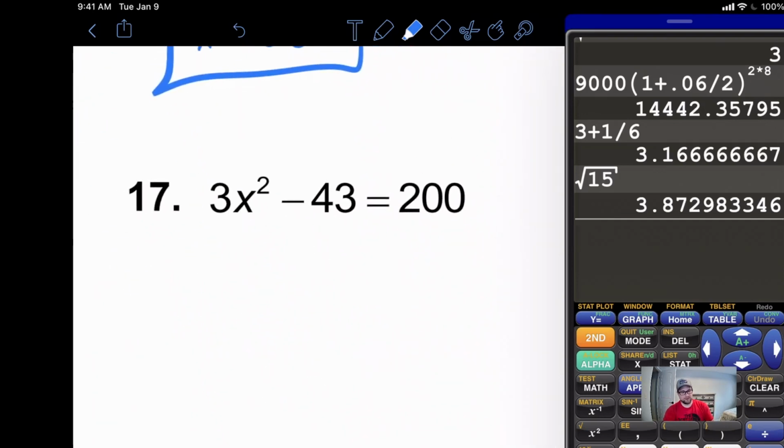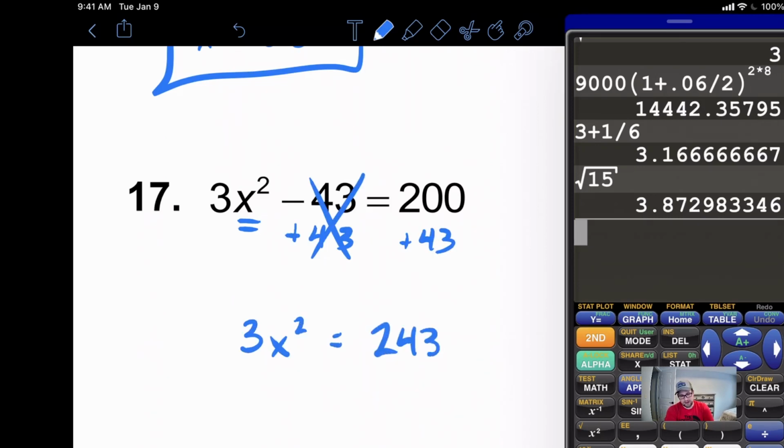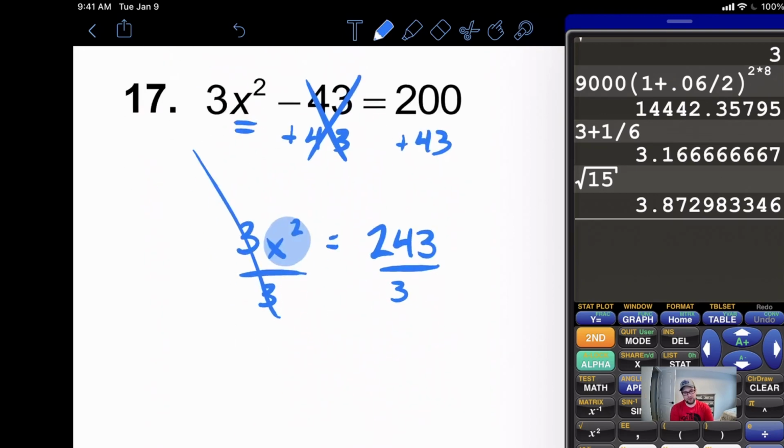So let's do another one. So in this problem, we have some work to do before we can get the piece that's being squared alone. Now remember, the 3 is not being squared, so we're going to have to get rid of that too. Our first step is going to be to add 43 to both sides. That will get rid of this. That will leave us with 3x squared is equal to 243. Now, we want to get whatever is being squared alone. So we got to get rid of the 3 by dividing. Those 2 go away, and I'll be left with x squared is equal to 243 divided by 3 is just 81.